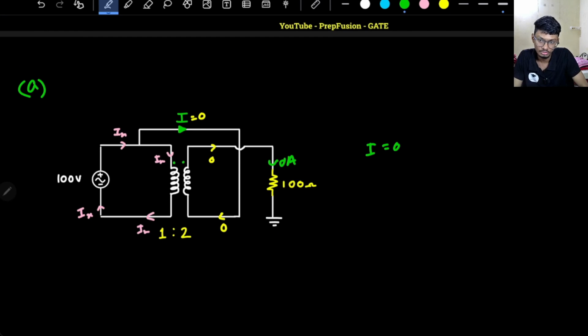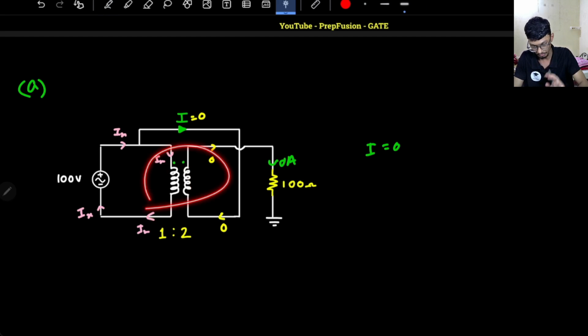Now you might have a doubt: will the circuit work? The circuit actually will work as a transformer. Will it work as a transformer? My answer is yes, it will work as a transformer. Why will it work as a transformer?